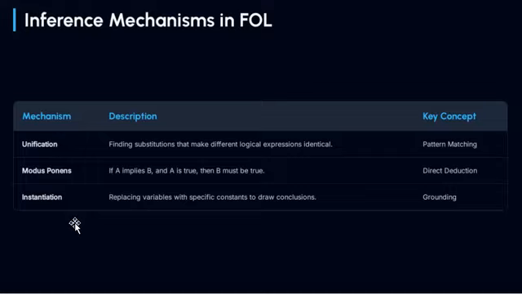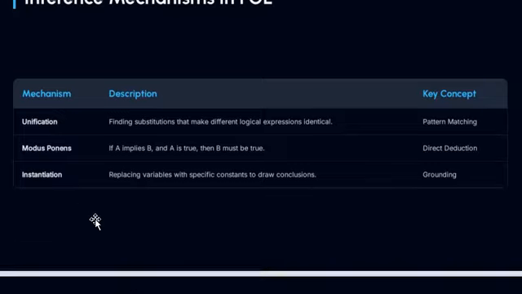And the third mechanism is instantiation. It replaces variables with specific values. If we take an example, if it rains, the road becomes wet. It is raining, therefore the road is wet. In the other example, all humans are mortal, Ali is human, and therefore Ali is also mortal.